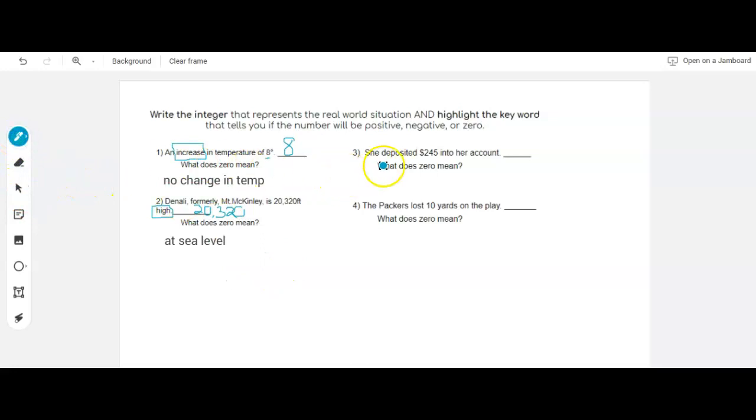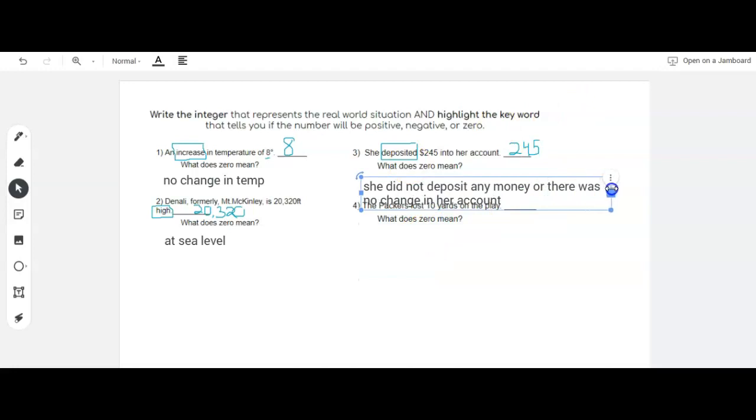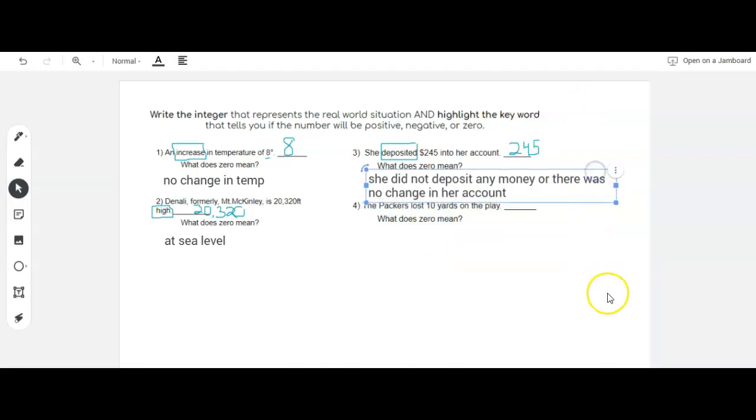Okay? Looking at number 3, she deposited $245 into an account. Deposited was one of my words up top. Okay? And it was a positive. So 245 was my number. What does 0 mean? She did not deposit any money, or there was no change in her account. There's a couple ways you could have said it, but those would be the two that I would expect to see, or the two that I would most likely see.